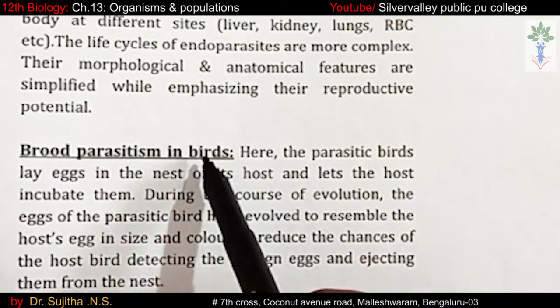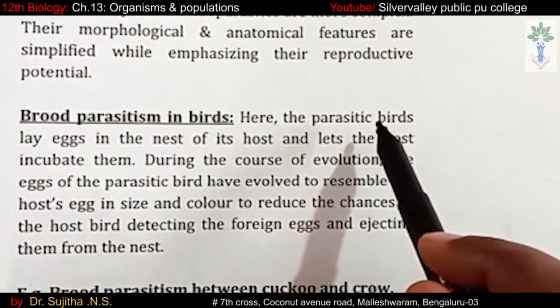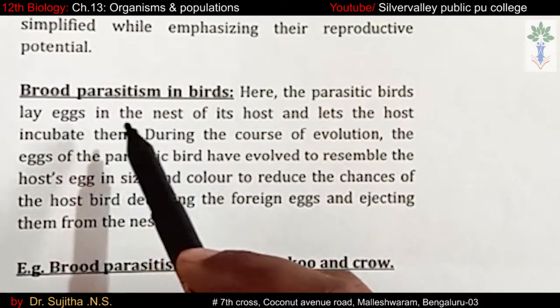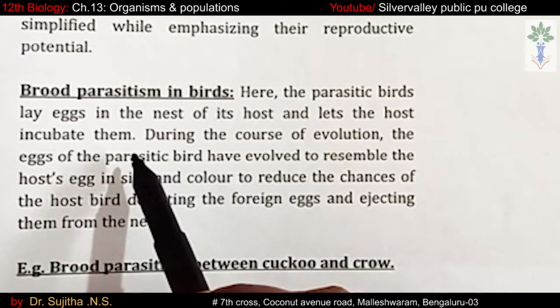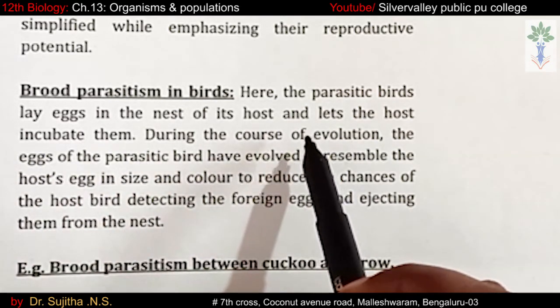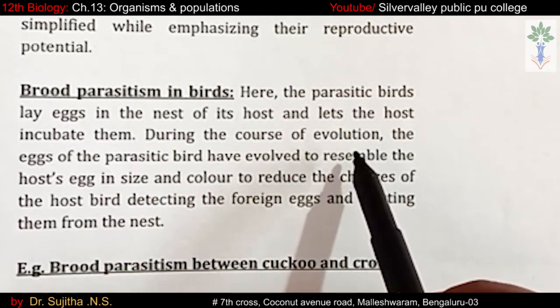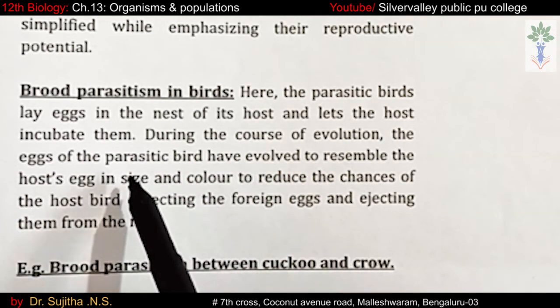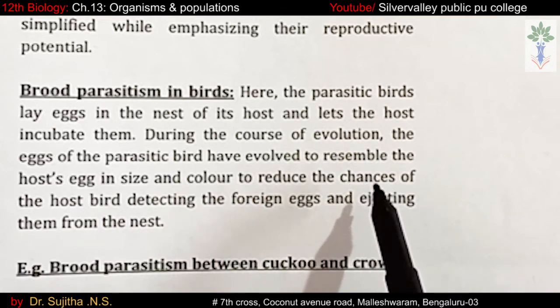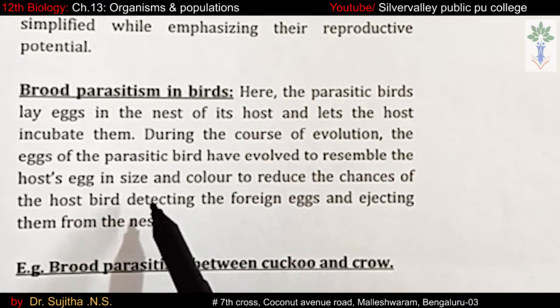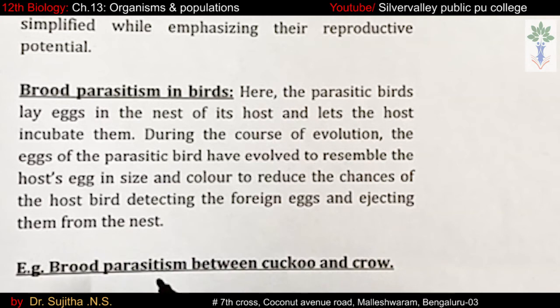Brood parasitism in birds. Here the parasitic birds lay the eggs in the nest of its host and allow the host to incubate them. During the course of evolution, the eggs of the parasitic bird have evolved to resemble that of the host egg with respect to its size and its color, thereby reducing its chances of being detected and ejected from the host. For example, the brood parasitism between the cuckoo and the crow.